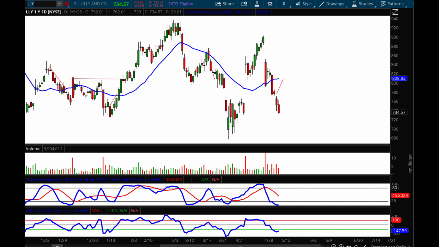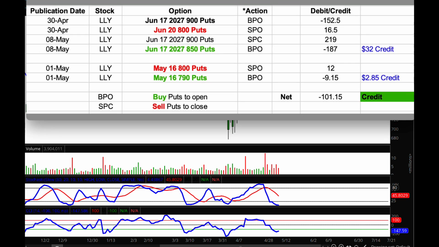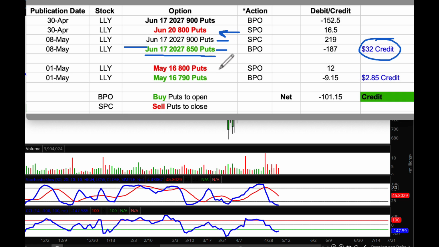And so what we did yesterday, because of that CCI, we were able to pull in a $32 credit here by rolling or taking a profit on the 900 puts, and I rolled into a cheaper option. So we still have a diagonal calendar spread where we're long the June 2027 850 puts, but we're short the 800 puts. Now, next week, we're going to be rolling this one. We took this as a credit to more or less turn it into like a butterfly. It's not a perfect butterfly, but it's very similar to a butterfly.